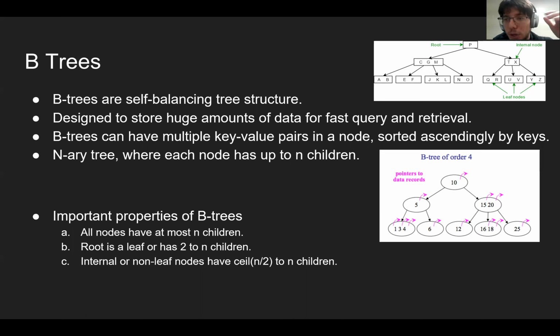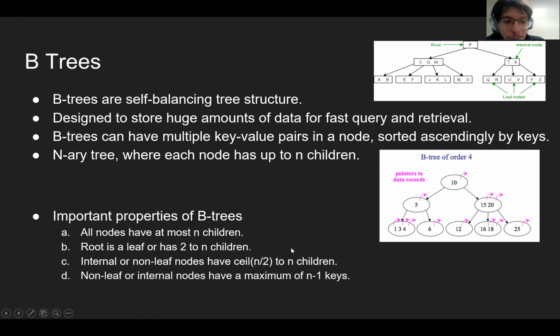because of the way B trees work: if it has more than n, it's actually going to do a split. The interesting thing about a B tree is that it'll try to combine nodes so they never have fewer than ceiling of n over 2 children. But if a node has too many, it will split, and n plus 1 divided by 2 is guaranteed to be at least ceiling of n over 2. Non-leaf or internal nodes have a maximum of n minus 1 keys.